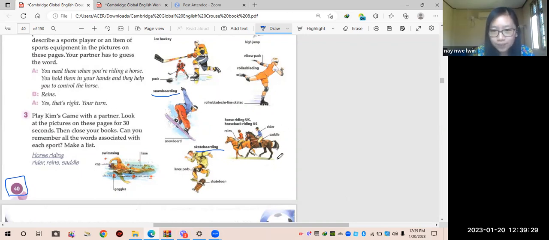So how about this one? And again, we have different names for the US and the UK. In the UK, they call it horse riding, and in the US, they call it horseback riding, right? So that is horse riding. We can see some of the vocabulary that comes with horse riding.